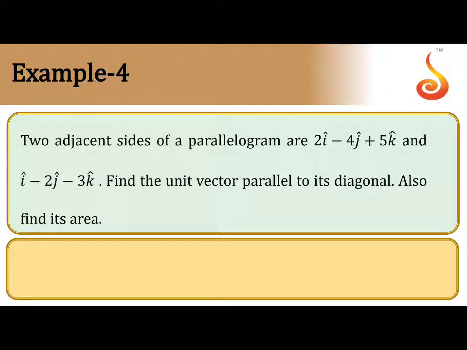Two adjacent sides of a parallelogram are given: 2i minus 4j plus 5k and i minus 2j minus 3k. The adjacent sides are given. Find the unit vector parallel to its diagonals and also find its area, they are asking. So now you have to find the unit vectors parallel to the diagonals.